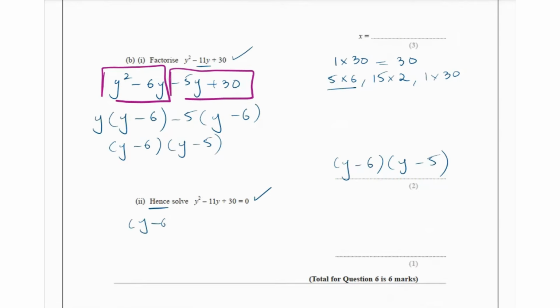So we just put the brackets equal to 0 because the brackets are the same as the equation, but just in factorized form. Now we split the brackets and put both the brackets equal to 0 separately. That leaves y equals to 6 as one value and y equals to 5 as the other value. So that is your final answer for this.